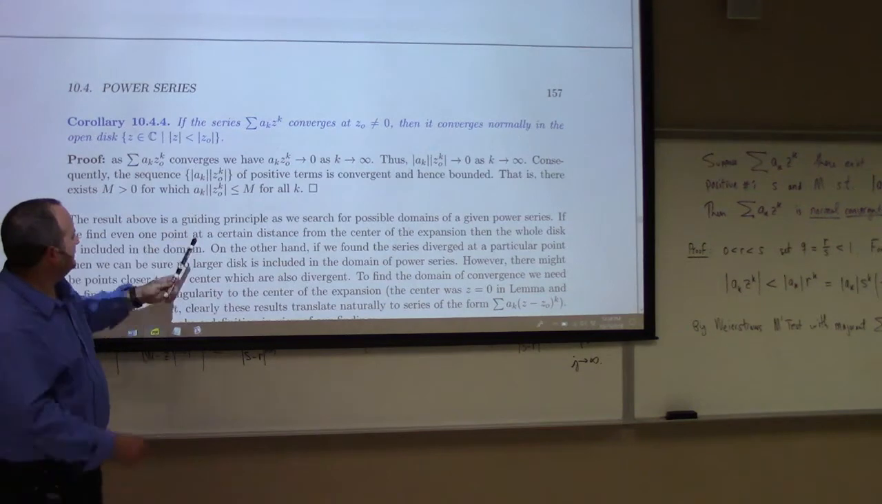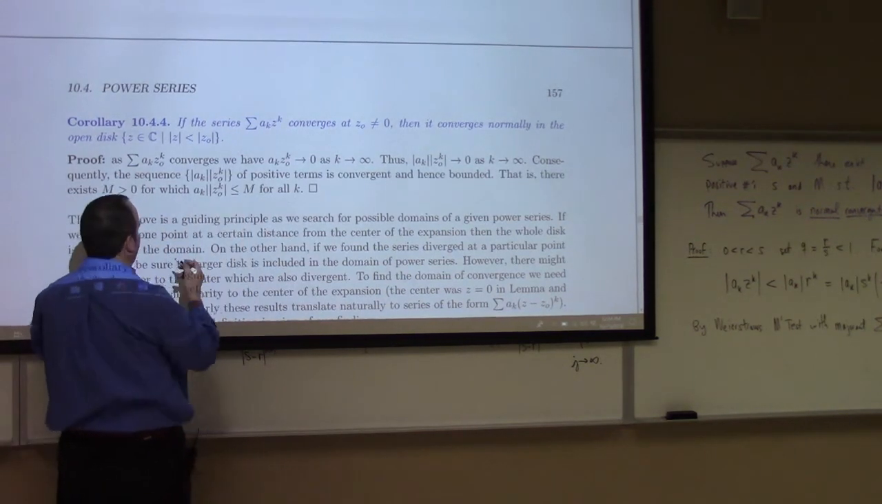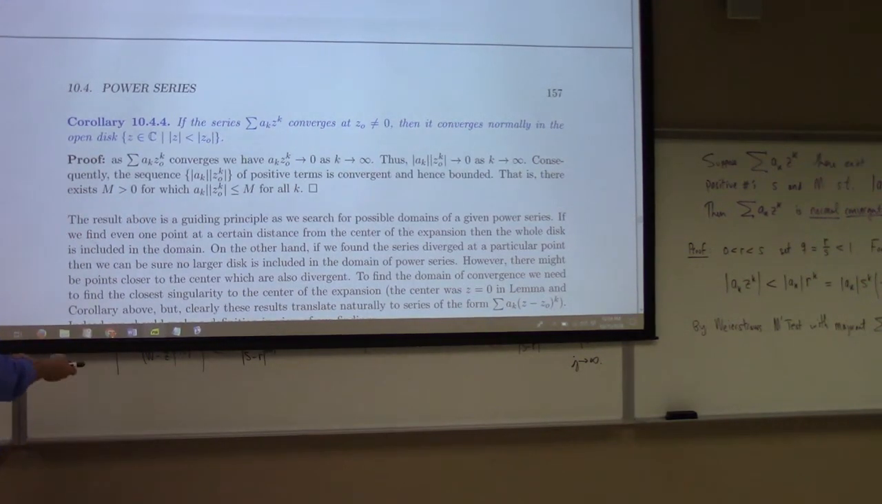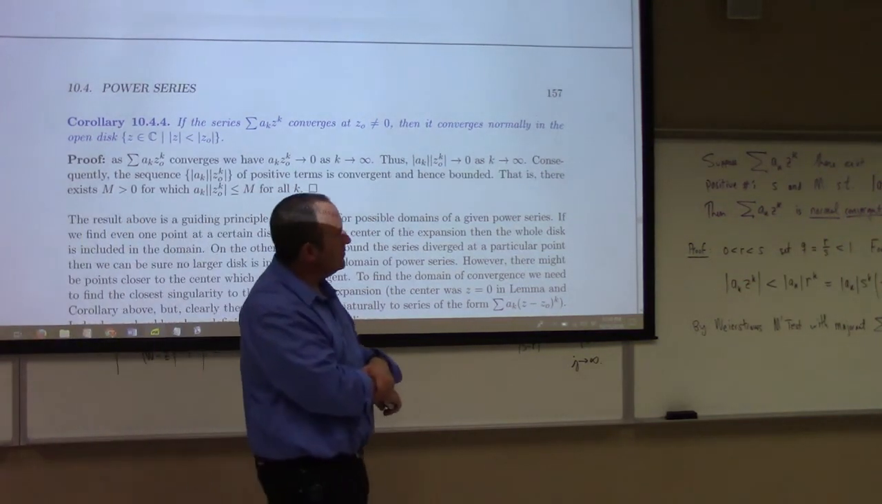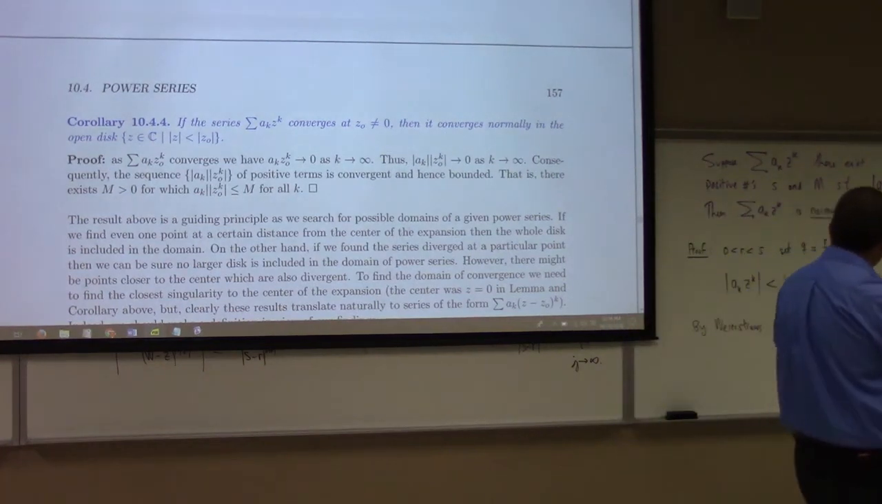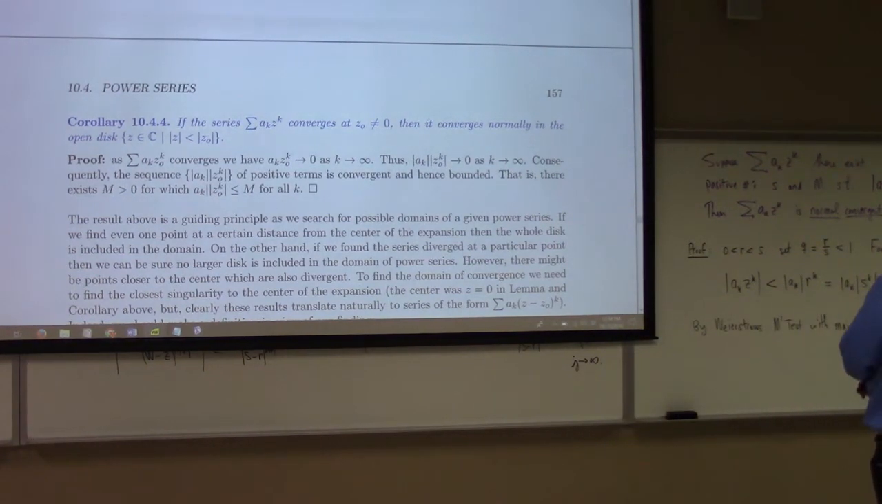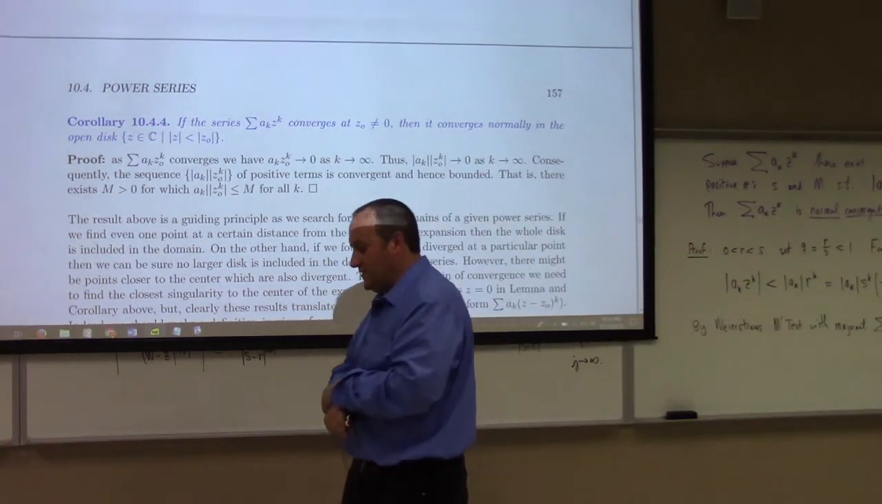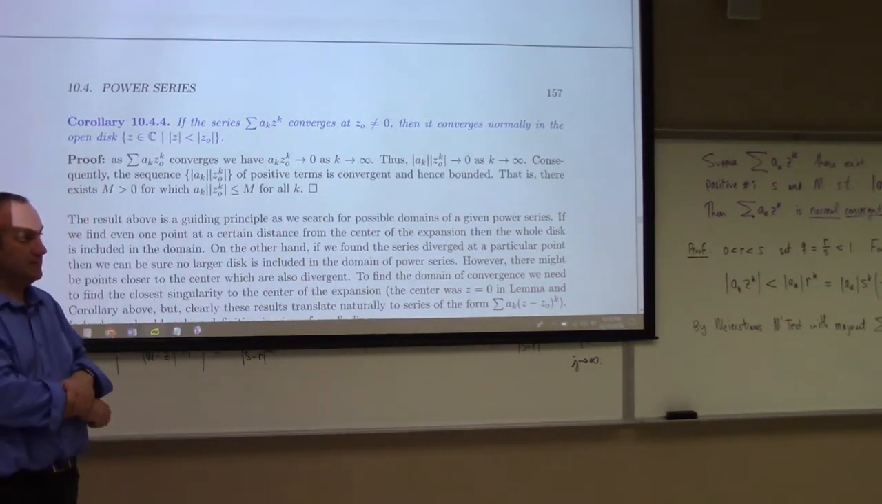We've got the modulus of a sub k times z naught to the k less than or equal to M for all k. Sorry, I didn't write it explicitly, but I really should write: modulus of z naught equals s is the idea here, okay? This proof would be improved by me writing that. Sorry about that.